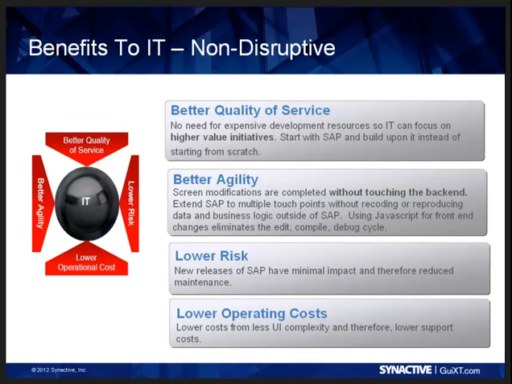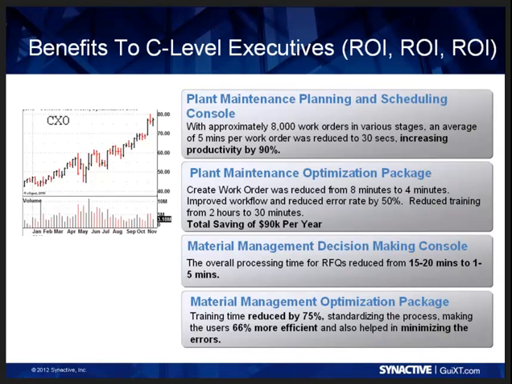And the last slide I have here is the benefits to the C-level executives. It's all about ROI, right? So you saw 4 solutions and 4 samples of ROI. The plant maintenance console increased productivity basically by 90%. The plant maintenance optimization package had a total savings of $90,000 per year. The material management decision-making console reduced developing an RFQ from 15 to 20 minutes to 1 to 5 minutes. And then finally, the material management optimization package: training time was reduced by 75%, users were 66% more efficient, and it minimized errors.